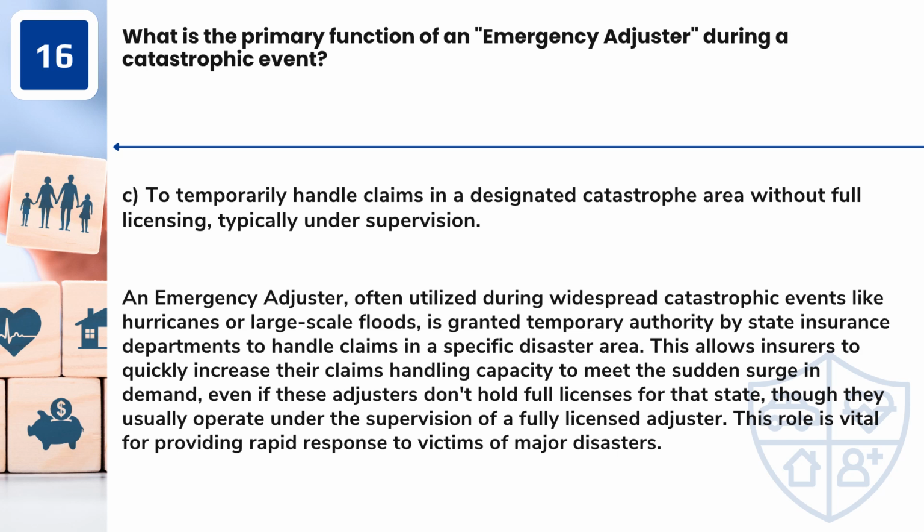Answer: C. To temporarily handle claims in a designated catastrophe area without full licensing, typically under supervision. Explanation: an emergency adjuster, often utilized during widespread catastrophic events like hurricanes or large-scale floods, is granted temporary authority by state insurance departments to handle claims in a specific disaster area. This allows insurers to quickly increase their claims handling capacity to meet the sudden surge in demand, even if these adjusters don't hold full licenses for that state, though they usually operate under the supervision of a fully licensed adjuster. This role is vital for providing rapid response to victims of major disasters.